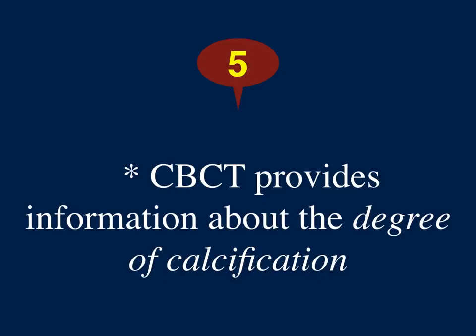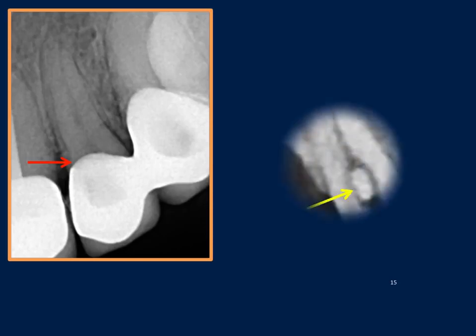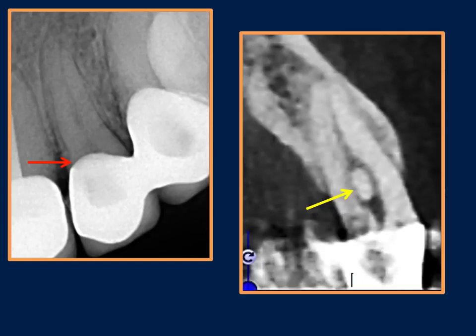CBCT will provide information about the degree of calcification. If you look at this tooth here, you can see the shadow of the canal, but all of a sudden you will see this canal disappear. That means something happened inside the canal, but I could not know what was happening inside. So let's take CBCT. CBCT will show us a pulp stone inside. And when we see a pulp stone inside, that means I need an ultrasonic tip. The regular files will not be able to remove such a stone. So an ultrasonic tip will enable us to remove the pulp stone.